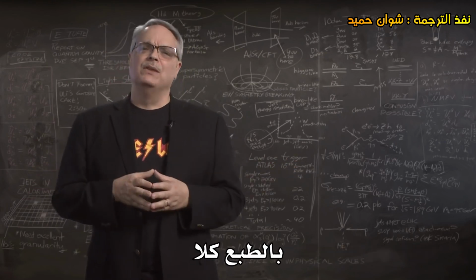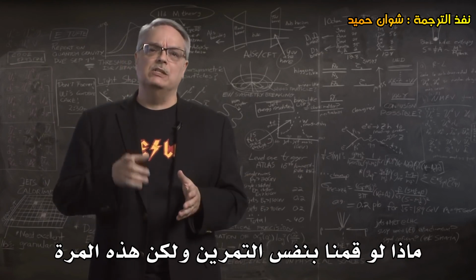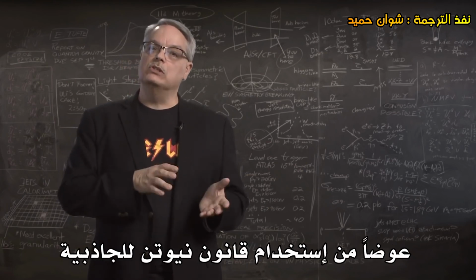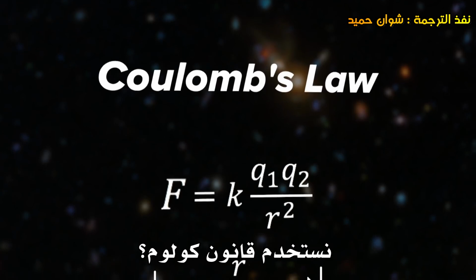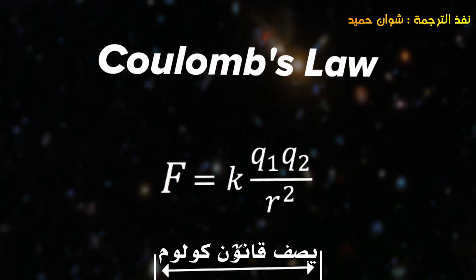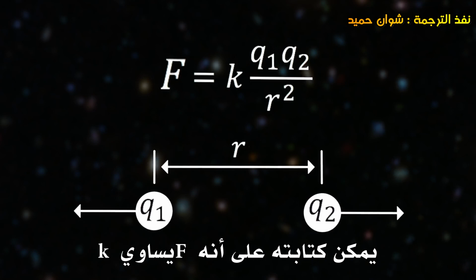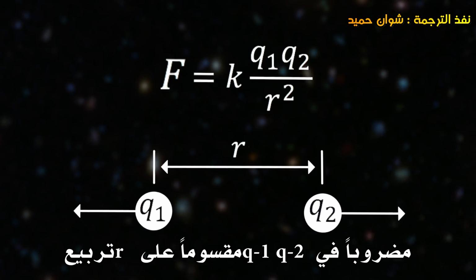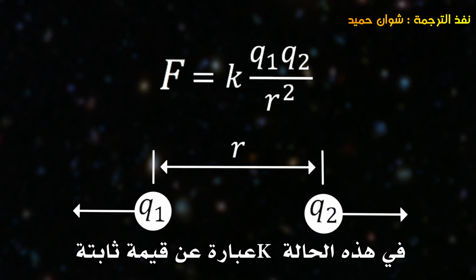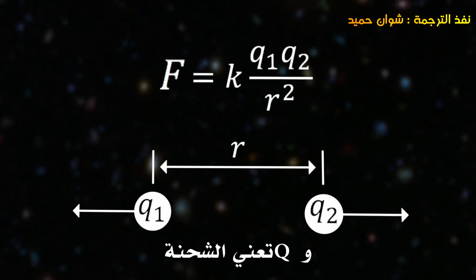Well, no. What if we did the same exercise, but this time, instead of using Newton's law of gravity, we used Coulomb's law? Coulomb's law describes the force between two objects with electric charge. It can be written as F equals K times Q1 Q2 divided by R squared. In this case, K is a constant and Q means charge.